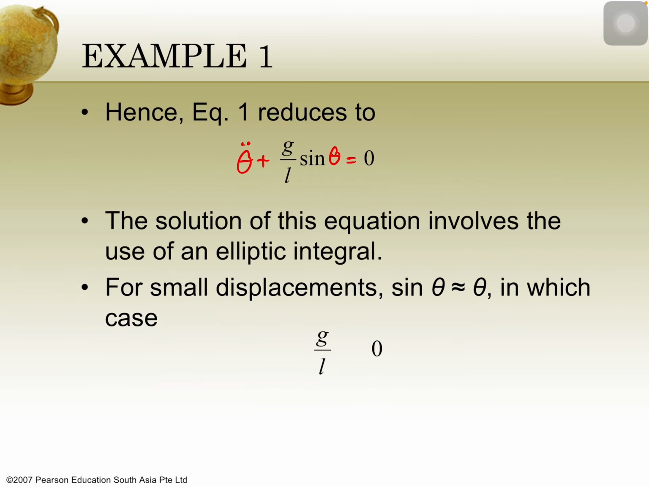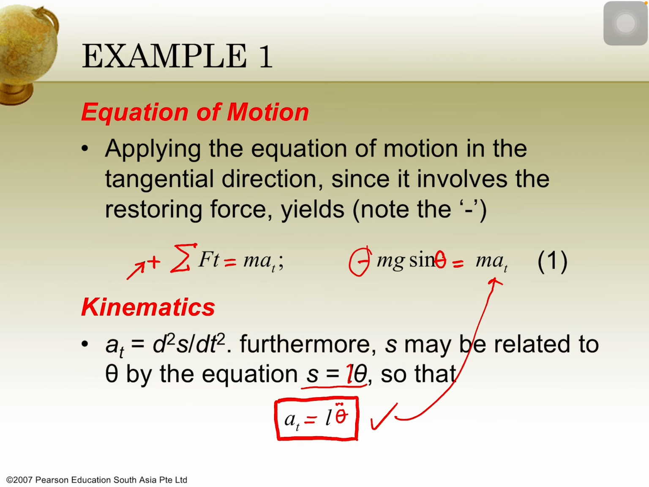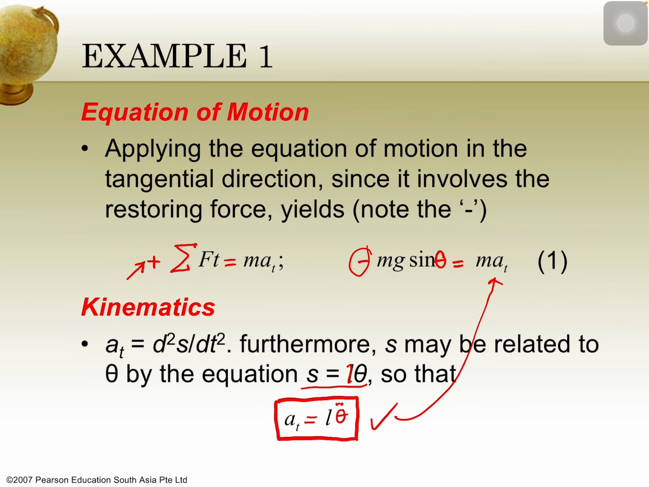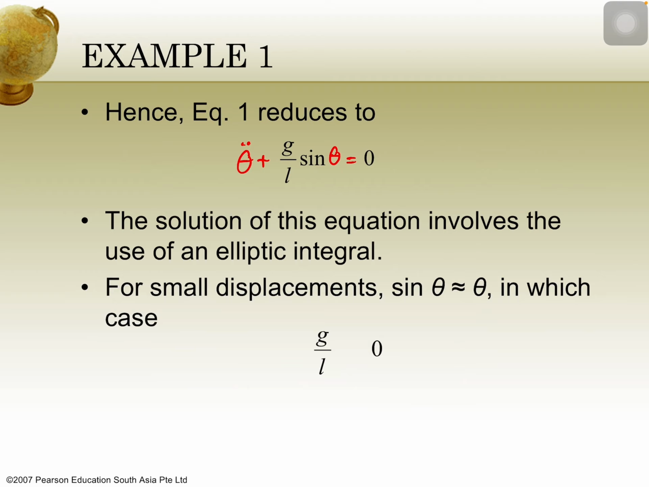Okay. And then we divide everything by m. So m is eliminated, and right here also we can eliminate the m. So this is the outcome after we rearrange the equation. Okay, and we replace the acceleration. The solution of this equation involves the use of an elliptic integral. You don't have to worry about that. You can Google that to understand more.